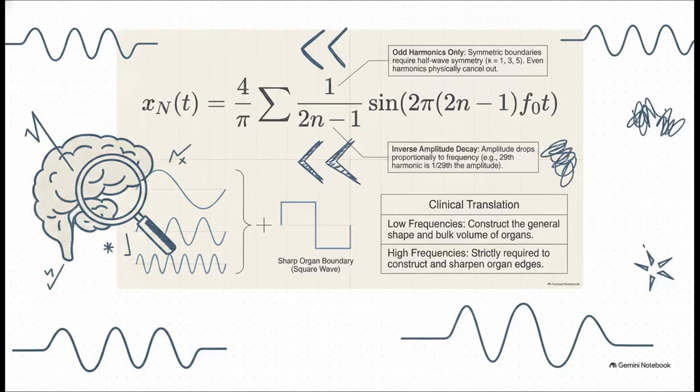To really grasp how that frequency translation works, we have to look at the Fourier series reconstruction equation. Let's dissect this equation like it's a biological organ. Notice that 2n-1 piece? That tells us we only use odd harmonics. Why? Because symmetric boundaries absolutely require half-wave symmetry, meaning all the even harmonics physically cancel themselves out. But the real clinical translation here is profound. Low frequencies construct the general shape and bulk volume of an organ, while high frequencies are strictly required to build and sharpen the actual edges.